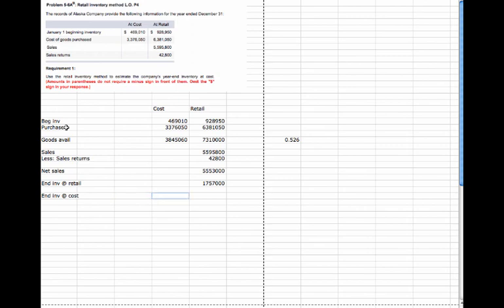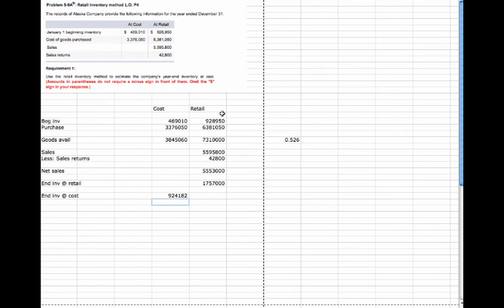If I want to determine what I have at cost, I can create a formula that says, what's my relationship between cost and retail here, the 52.6%, is going to be the same relationship between the cost and retail here. So if that's the case, I can take my $1,757,000 in ending inventory at retail, multiply it times the 52% that I calculated over here, and I come up that my ending inventory at cost is $924,182. That's how you'd estimate your inventory, by remembering the relationships between cost and retail.